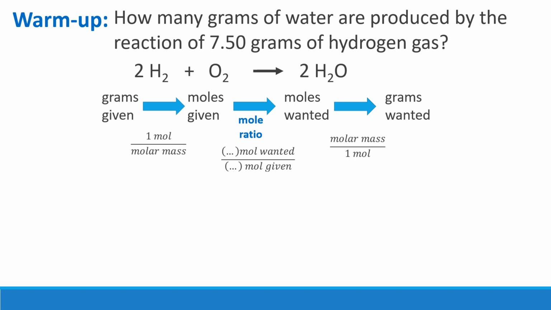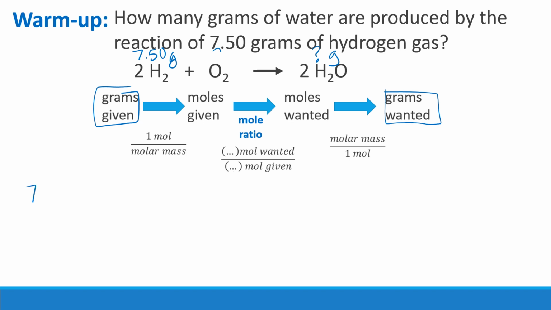So we're asking how many grams of water are produced by the reaction of 7.5 grams of hydrogen gas. So we're given 7.50 grams of hydrogen. We want to know, our question mark is how many grams of water. So our given is hydrogen, our wanted is water. And just to remind you, we follow these steps, going from mass to mass. We'll need 3 conversion factors, and they'll look just like what we have in our map there.